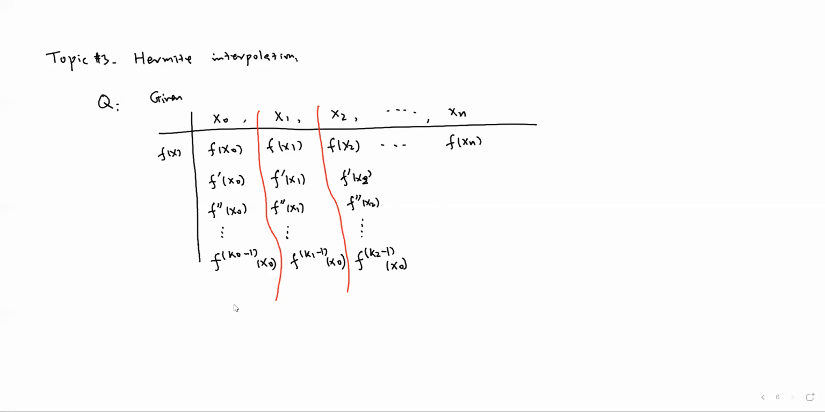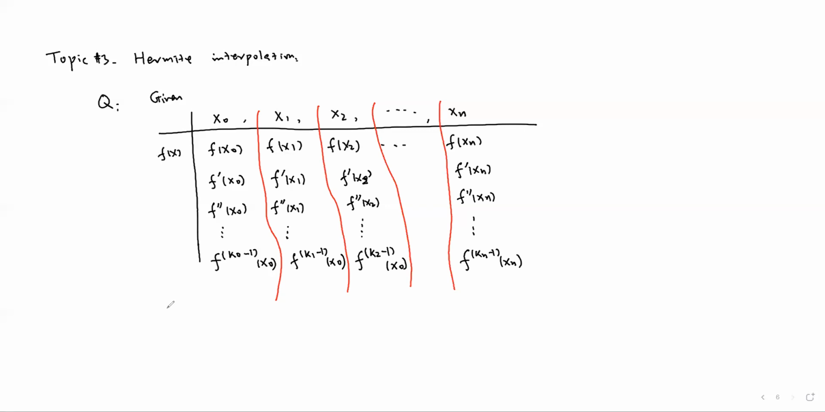Now, last column. Function value at xn given, derivative at xn given, second derivative at xn given, and then derivative of order kn minus 1 at xn given. Now the question is, can you find one polynomial that interpolates this table?